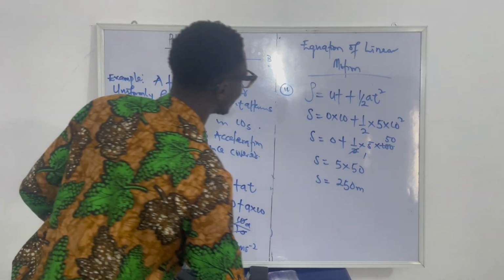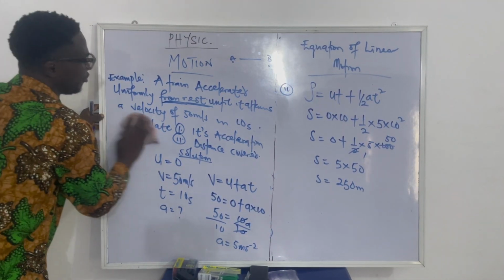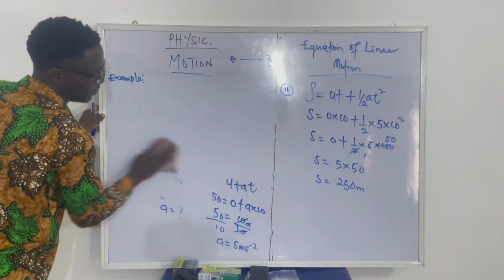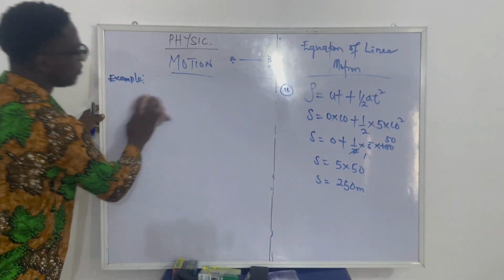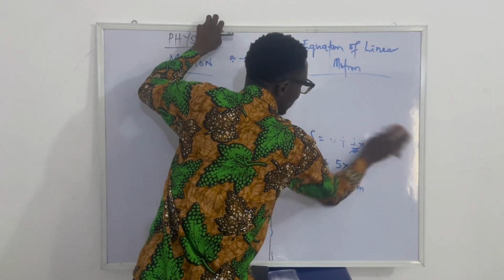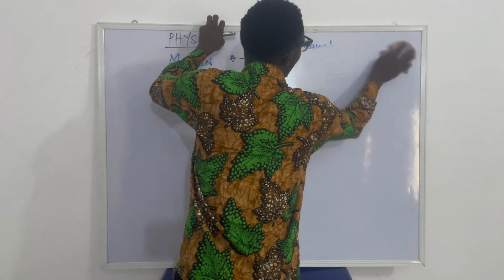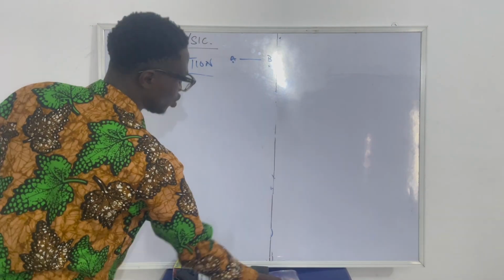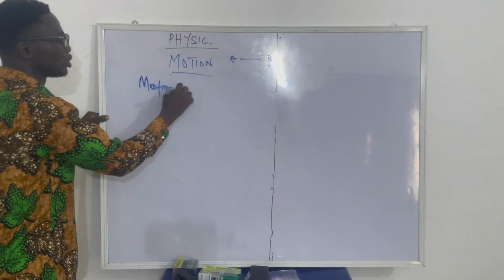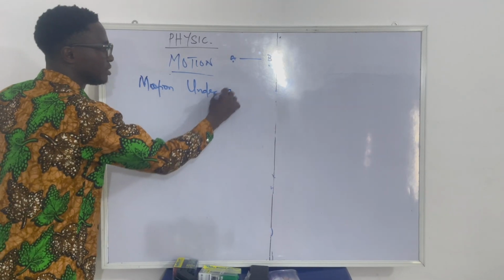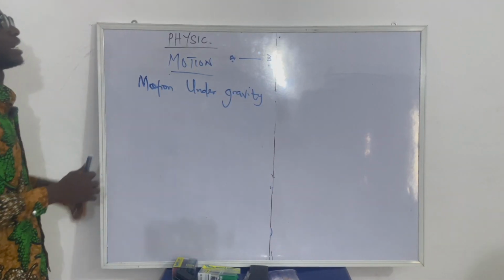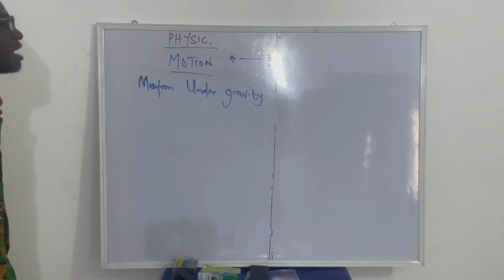So quickly, let's check if we can take one last example. Or better still, let me explain one aspect of motion that we would love to work with. So that is motion under gravity. So motion under the influence of gravity.